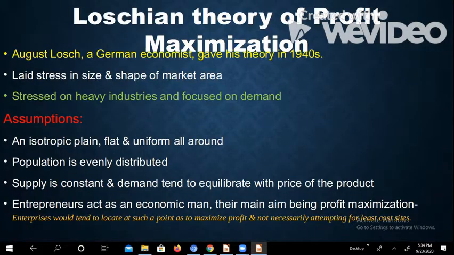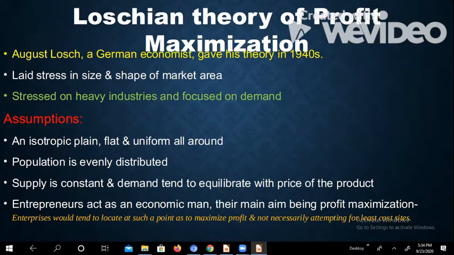Next topic is central place theory by August Losch, but we don't say it as central place theory. It is more known as Loschian theory of profit maximization. He gave his theory in the 1940s, soon after Christaller had given his. It was more of a criticism, or an add-on, to what Christaller had said.